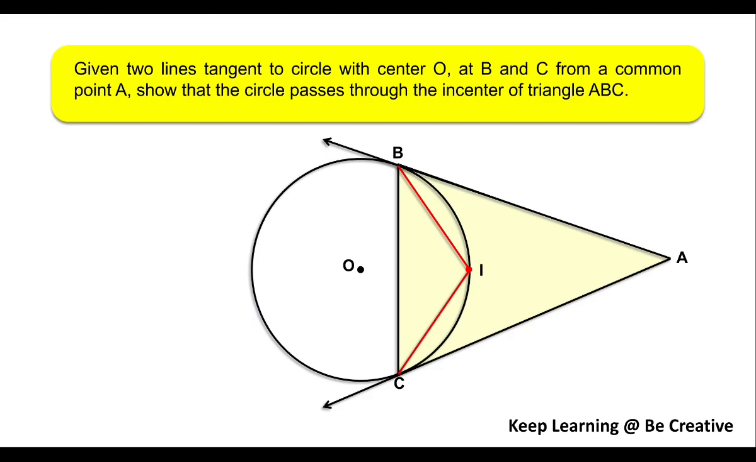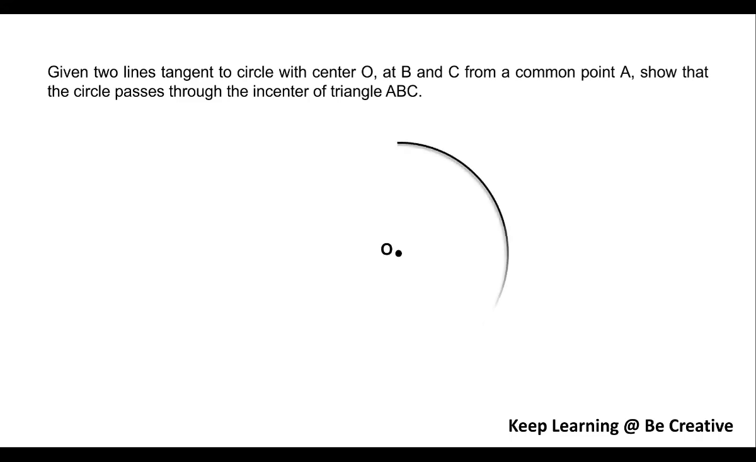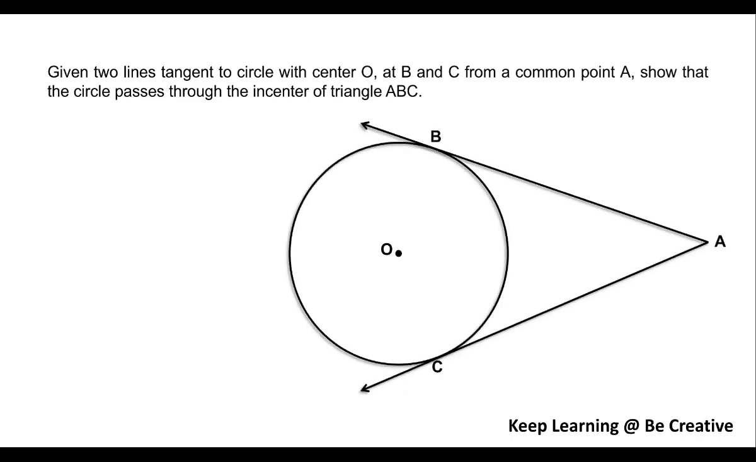So what if the diagram would not have been given? We can draw the diagram. Let's understand. Given two lines tangent to a circle with center O, we draw two tangents from a point A. The points of contact will be B and C. Now if we connect B and C, we get a triangle ABC whose incenter will be I.